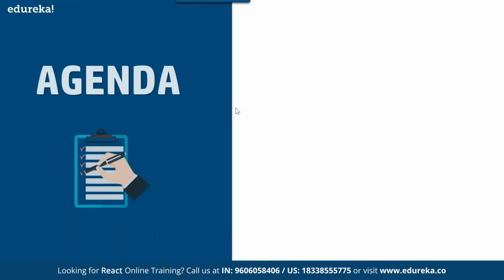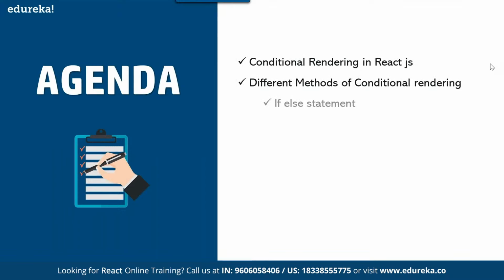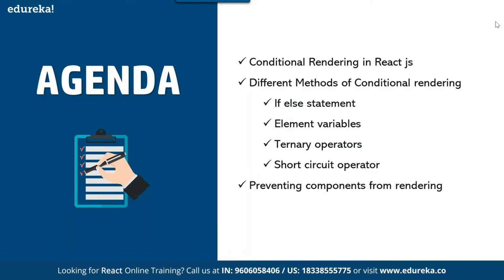So today's topic, as you know, is learning conditional rendering in React.js. This is the agenda for today. We will be talking about conditional rendering in React.js. Post that, we will talk about different methods of conditional rendering. Then we will talk about if-else statement, element variables, ternary operator, short circuit operator, and preventing components from rendering. So all these things we are going to cover today.